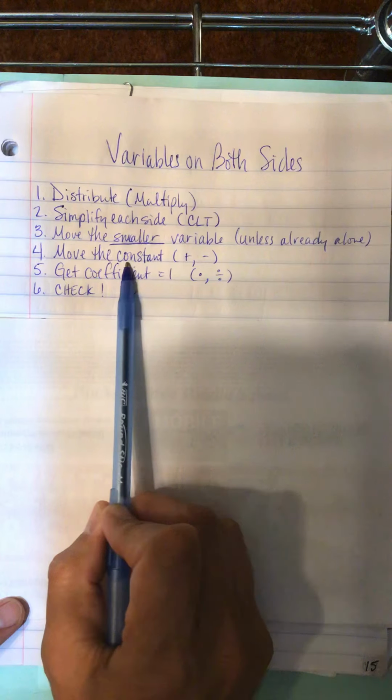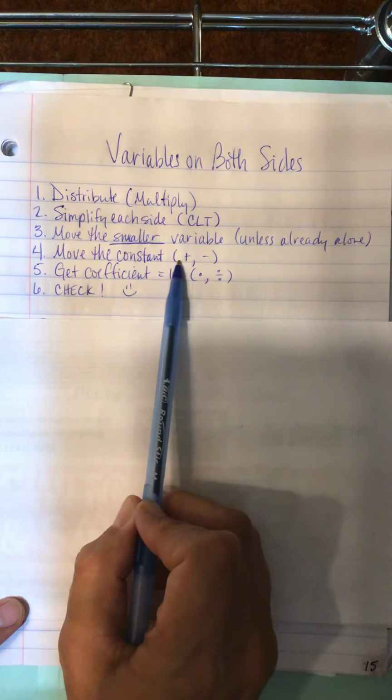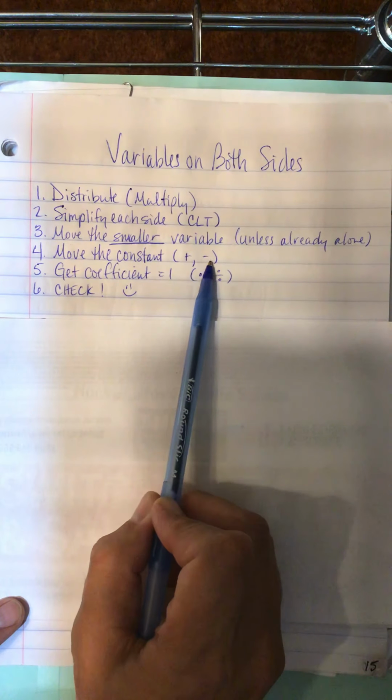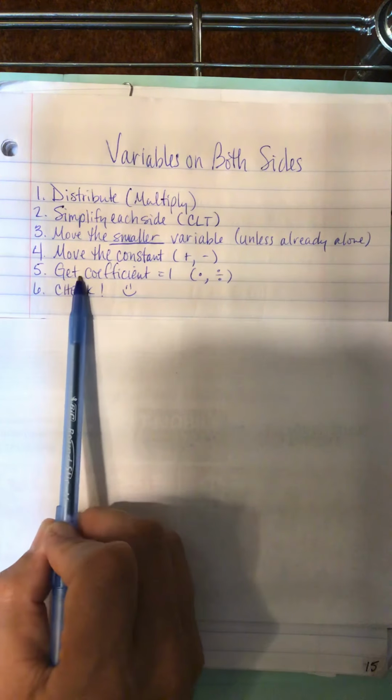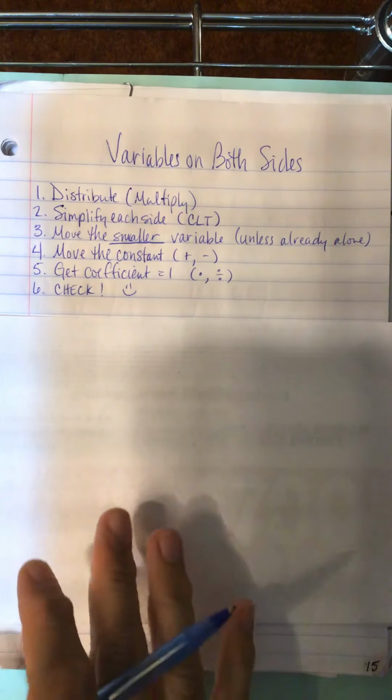Then we're going to get into what we're really familiar with, moving the constant. Remember, the constant is the number without the variable, just a number. And we're going to use the inverse operation of add or subtract. And then finally, we're going to get that coefficient equal to 1 by using the inverse operation of multiply or divide. And last but not least, remember we've talked about it every day, we're going to check our answer, use that warranty, that guarantee to make sure we've got everything correct.